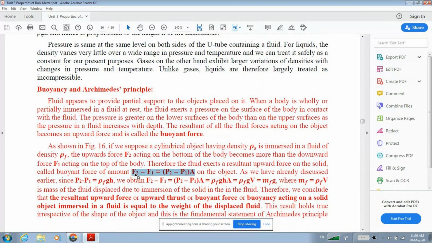So buoyant force, what does it mean? When an object is submerged in the fluid, some upward force will be acting. This upward thrust or upward force acts on the object due to the fluid pressure. The upward resultant force that acts due to the fluid pressure, that upward force or upward thrust, is what we call the buoyant force. Is it clear?